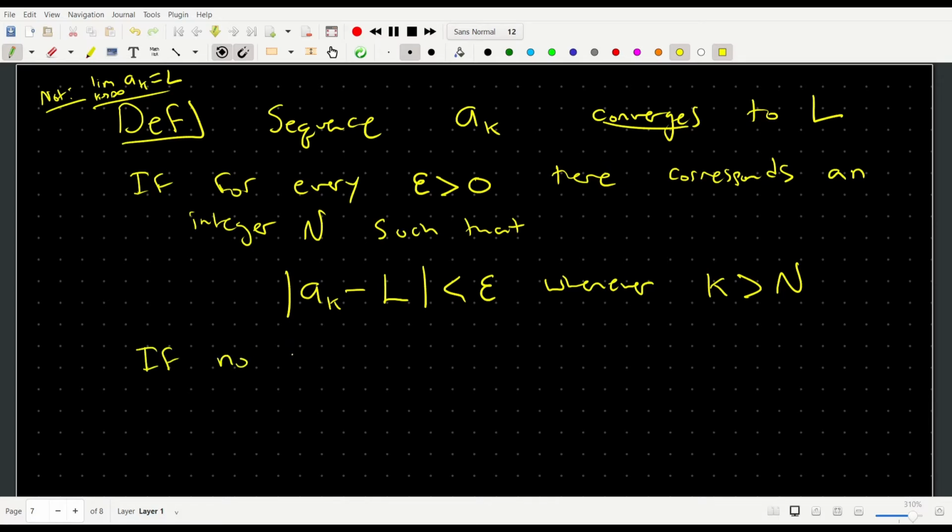If no such L exists, then we say the sequence diverges. So this is the mathematical way of exactly defining what it means for a sequence to converge. It's this definitive statement.